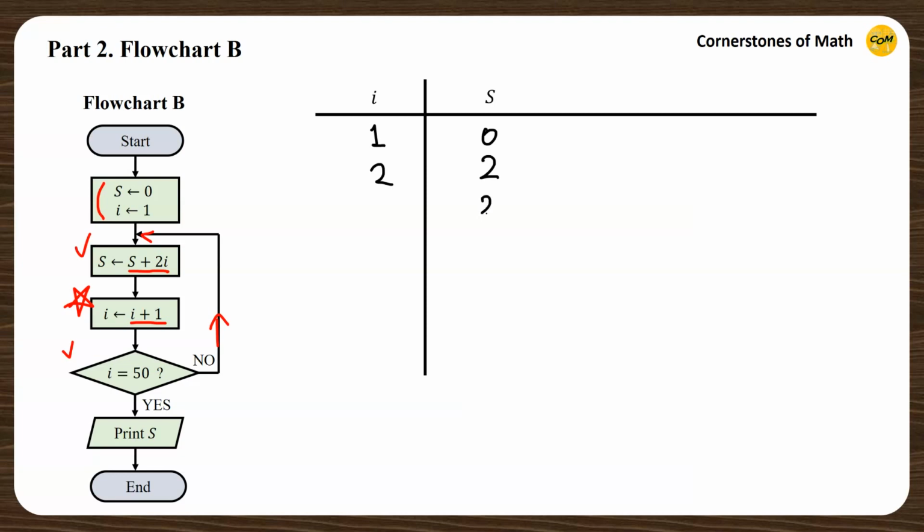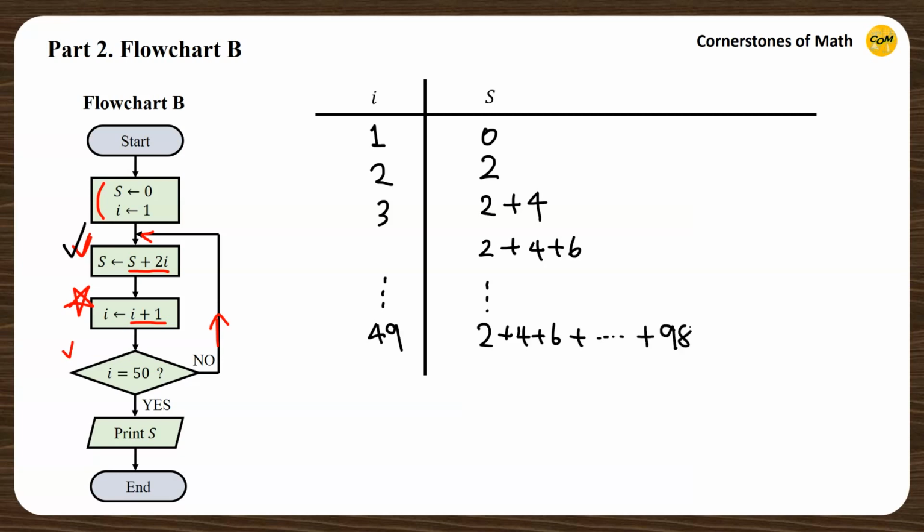Then S becomes 2 plus 2i, so 2 times 2, which is 4. Then I is increased to 3, then go back to here, so S becomes 2 plus 4 plus 6, and so on. Now consider the case where I is 49. Then by this process, 2 times 49 is added to S, so S becomes 2 plus 4 plus 6, plus so on, plus 98. Then I is increased to 50, so by this decision process, we simply escape the loop.